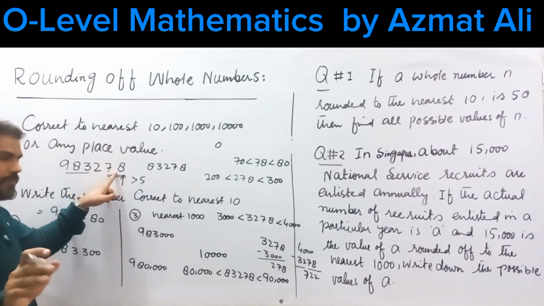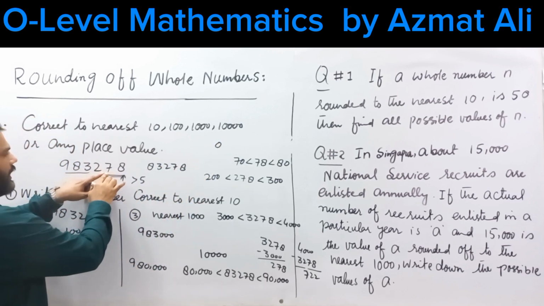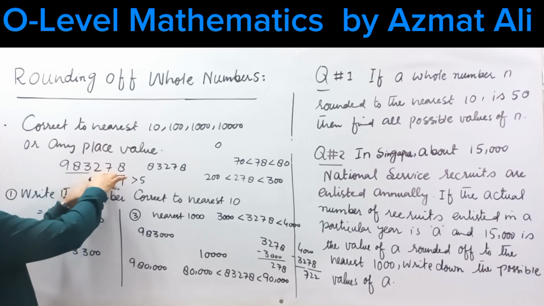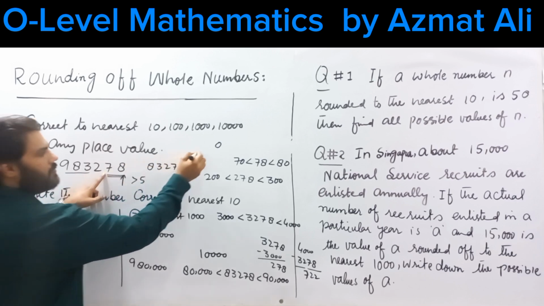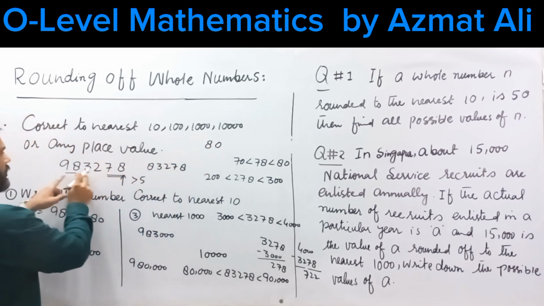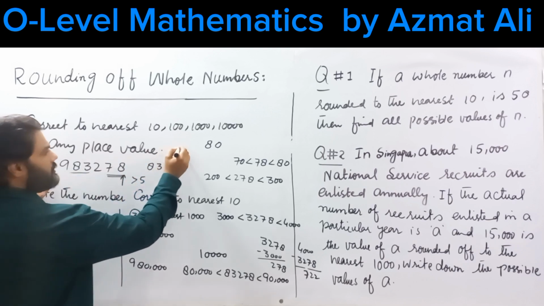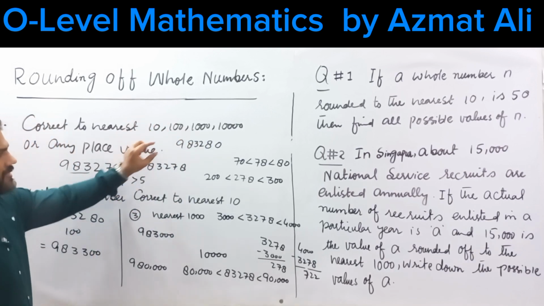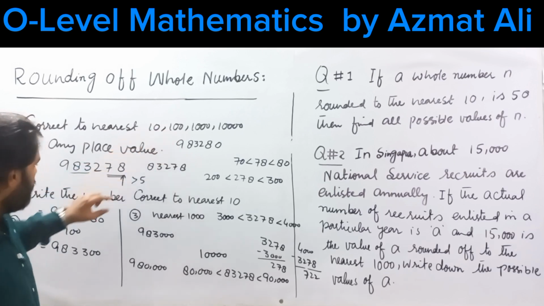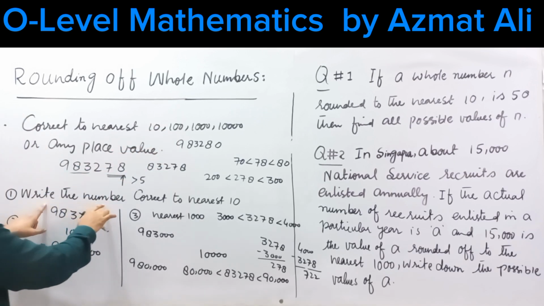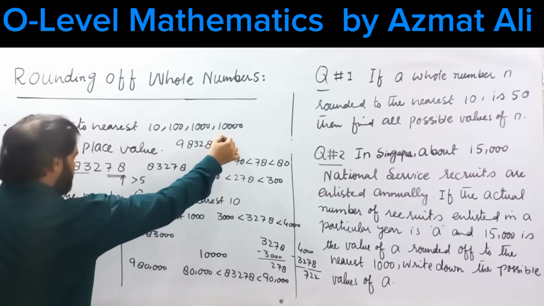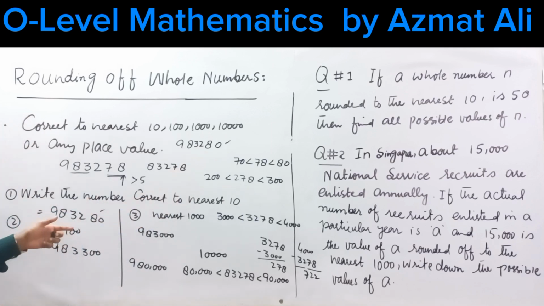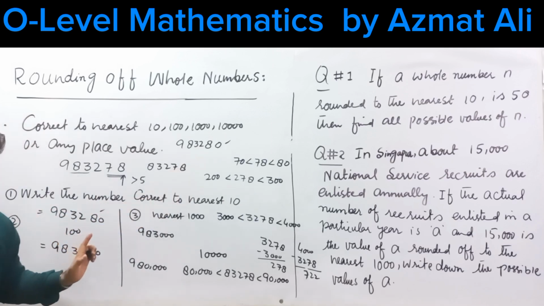This is the first step, and we will add 1 to the left digit, that is 7. This will become 8, and the remaining number will be the same, that is 9832. So this is the answer of this part, the number correct to the nearest 10. That is the same as what I have already written here.